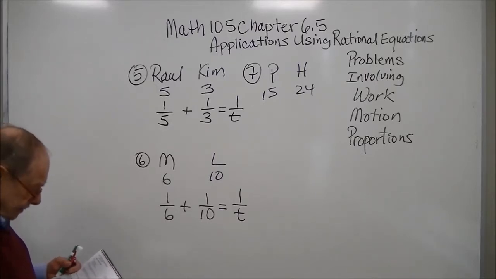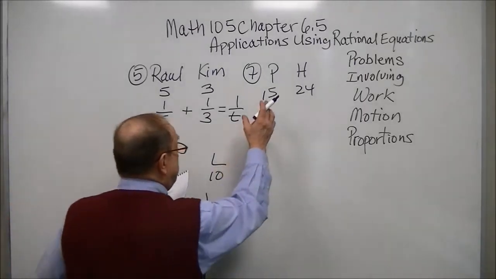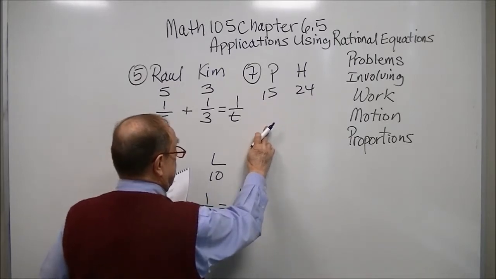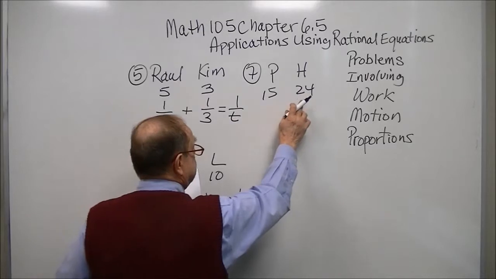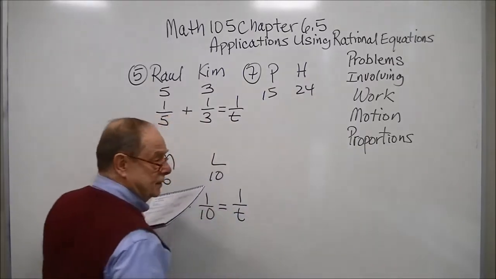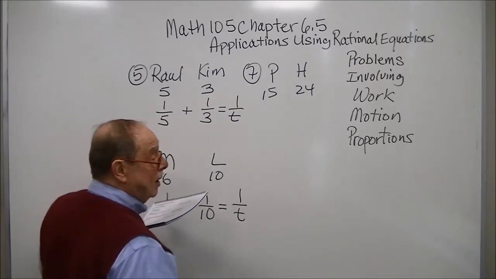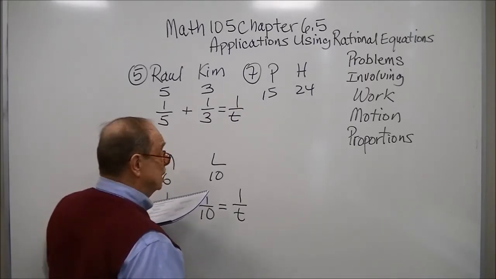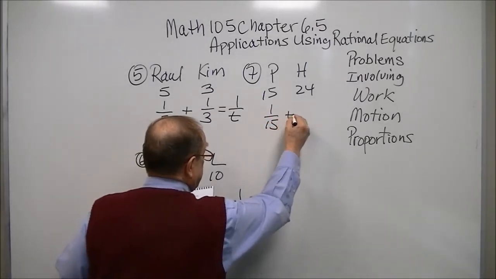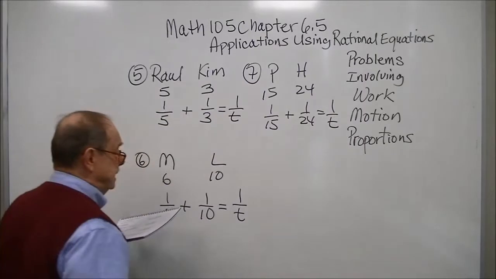All right, number 7. It says there's a swimming pool that if it uses a pipe, it can fill the pool in 15 hours. If it uses a hose, it can fill the pool in 24 hours. How about if you had them both going at the same time? How quickly would the pool fill? Well, the rate of this one is 1/15 plus 1/24 equals 1/T.